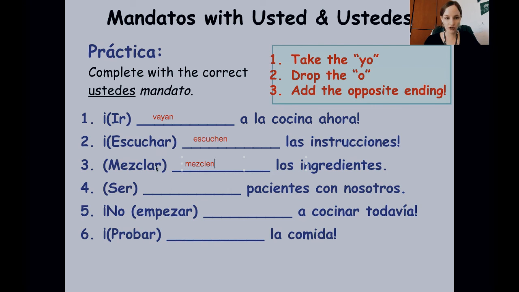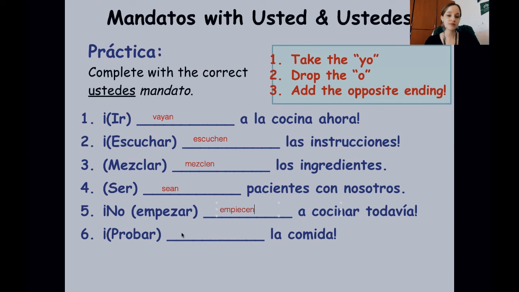Notice it's not a car verb. It's a clar verb. Clar is not a thing that we need to worry about, right? So mezclen, because that C does not happen at the place of transition where you're dropping your ending off, then you do not have any kind of spelling change. Ser, another one of the dishes, irregular. The ustedes command would be sean, be patient, sean pacientes. Number 5, which we saw in the examples, has a little stem change as well as a spelling change.